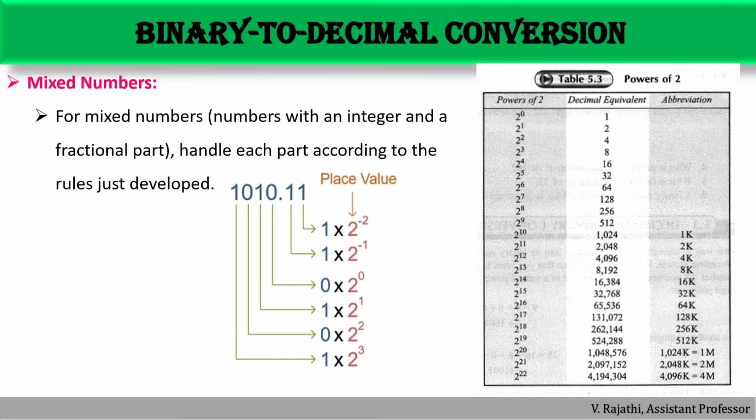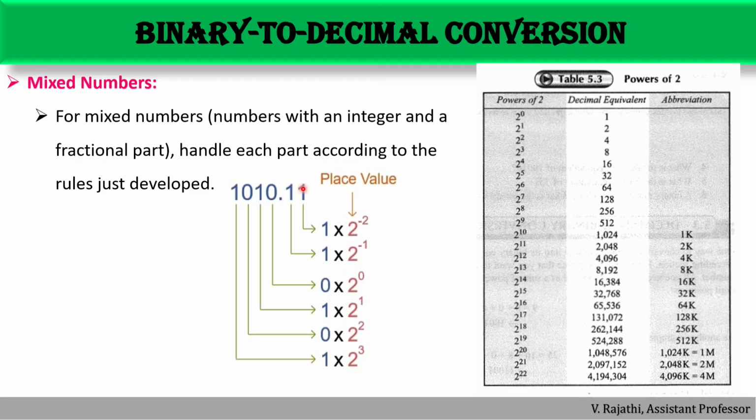Next is mixed number. A mixed number is nothing but a number with an integer and a fraction part. Handle each part according to the rules just developed. So we already see this is the integer part, and after the point we have the fraction part.